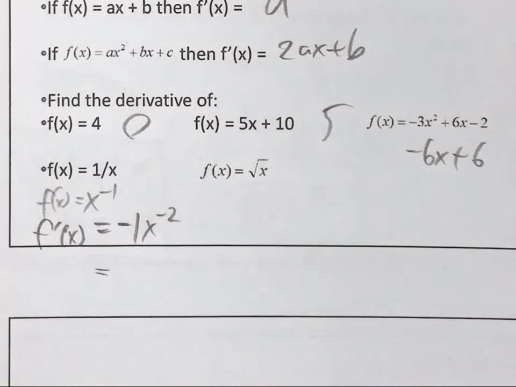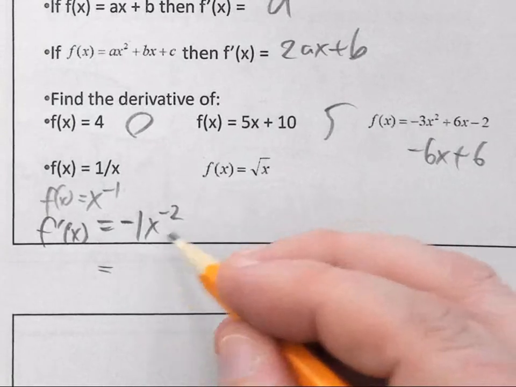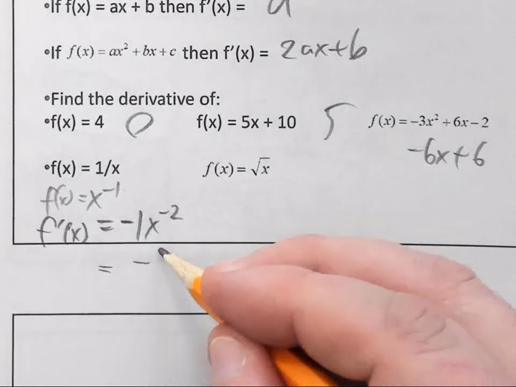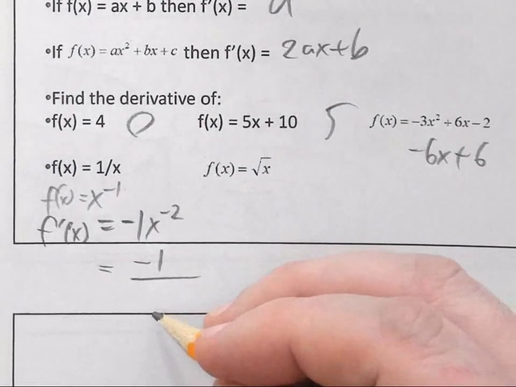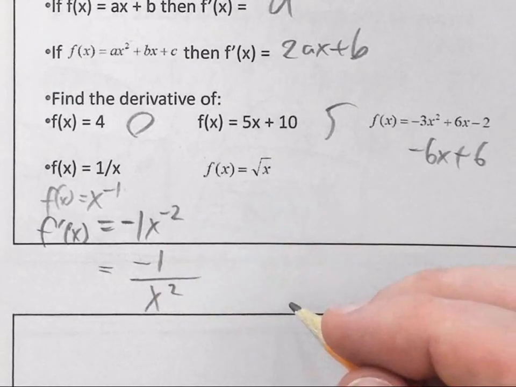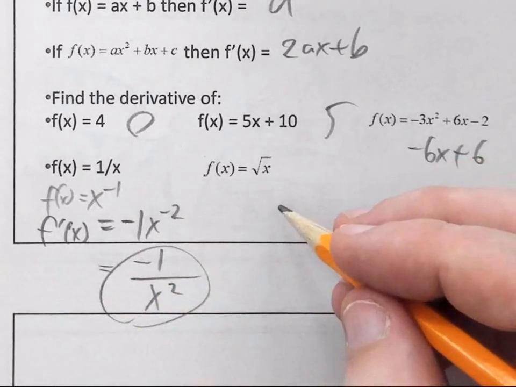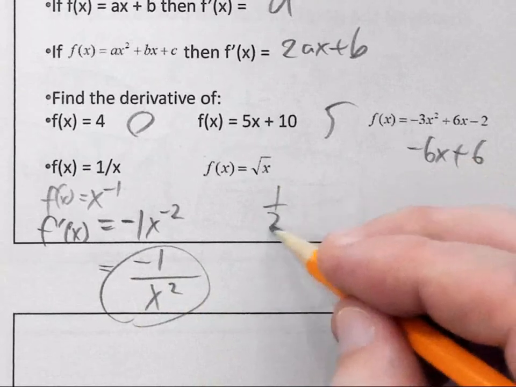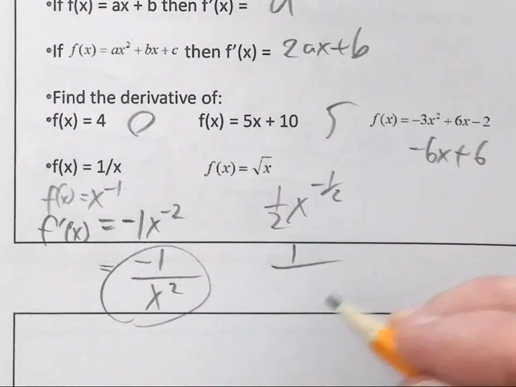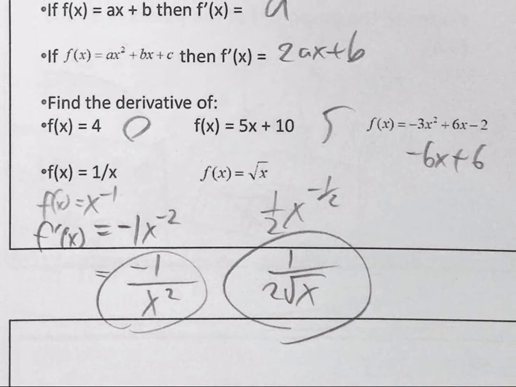The negative is just going to flip it. I don't have anything square rooted. Negative 1 over what? X squared. And square root of x? Square root of x, you get what? 1/2. Clean it up. 1 over 2 square root of x.